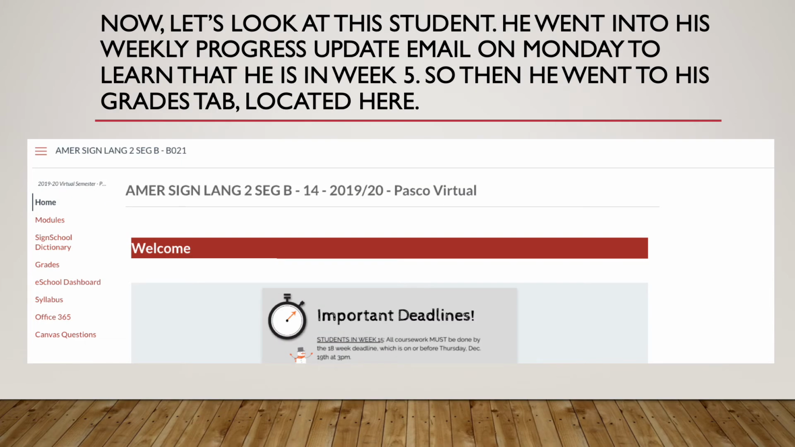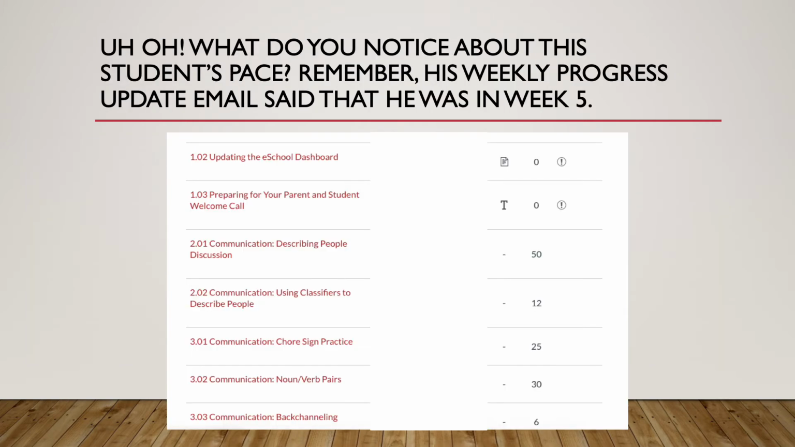Now let's look at this student. He went into his weekly progress update email on Monday to learn that he's in week 5. So then he went to his Grades tab, located here. Uh-oh, what do you notice about this student's pace? Remember, his weekly progress update email said he was in week 5.